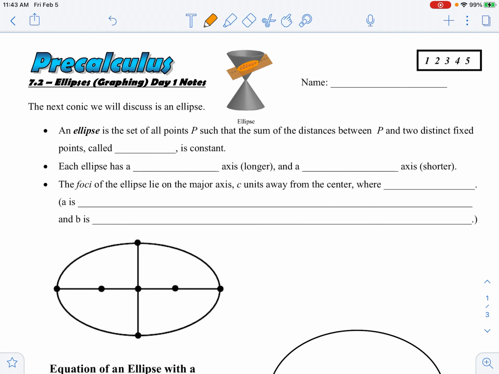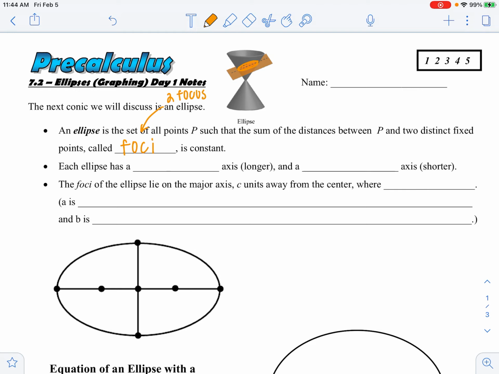Okay, so let's talk about ellipses. An ellipse is the set of all points P such that the sum of the distances between P and two distinct fixed points called foci is constant. Foci is just the plural of focus. It's two focuses, right? That's the plural of it.